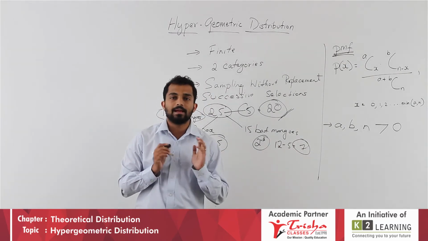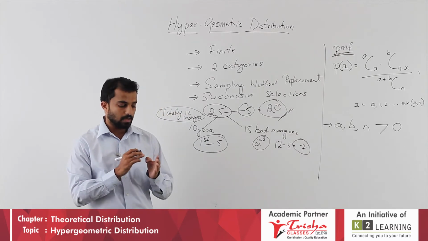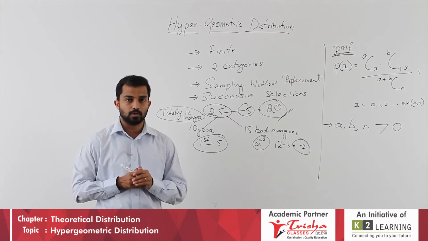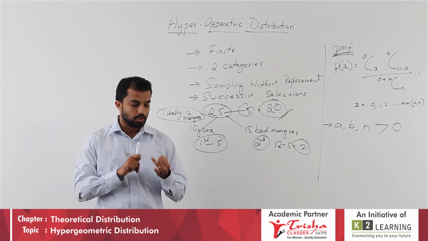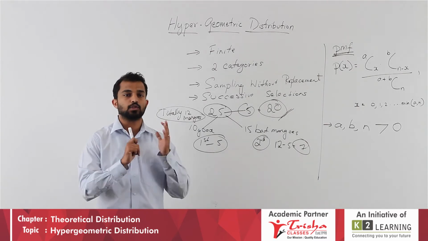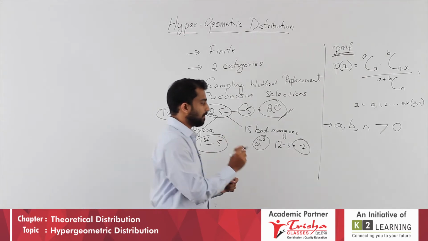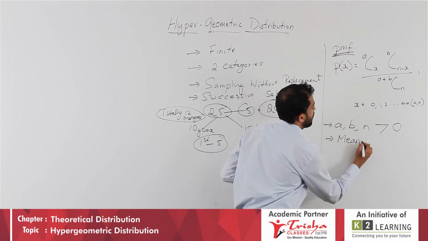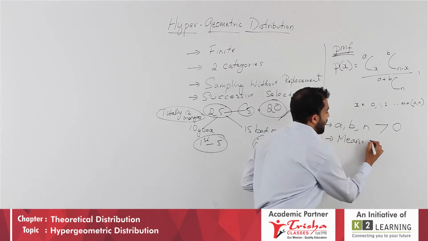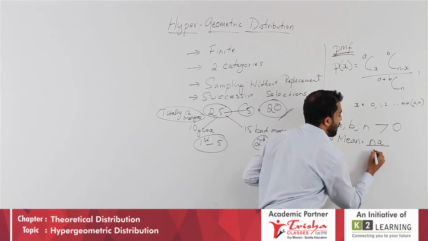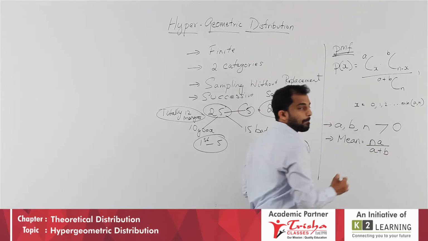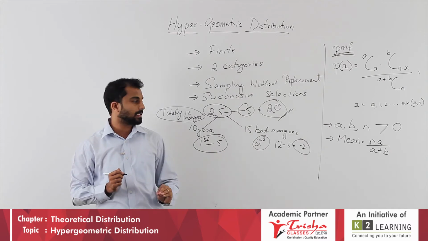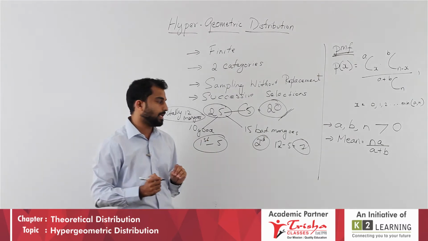Finally, like every distribution, Bernoulli, binomial, Poisson, even hypergeometric distribution should have mean, should have variance, and should have standard deviation. Firstly, let me give you the formula for mean. Formula for mean is n into A divided by A plus B. This will be giving us the mean.